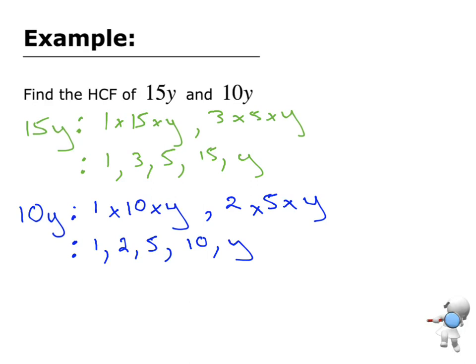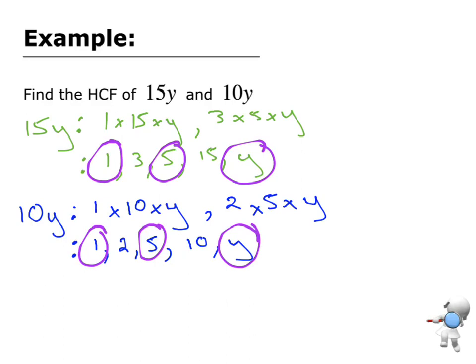What I need to do now is combine this, and I need to look for common factors. So I'm going to look at these two lists, the green and the blue lists, and I want to see what do they have in common. So they've both got a 1, they've both got a 5, they've both got a y. So I need to consider what is the highest common factor in terms of the number and in terms of any variable. So in this case, my highest common factor is 5 and y. I need both a coefficient, the constant value coefficient, and the variable itself.